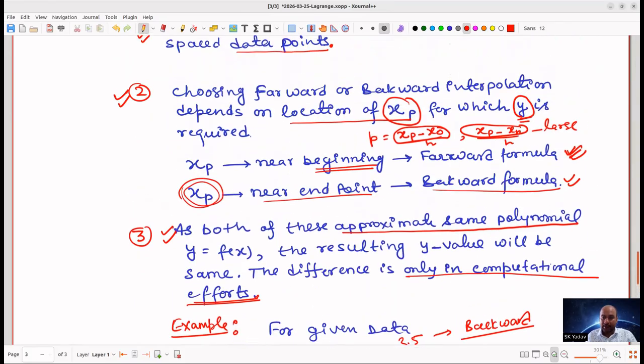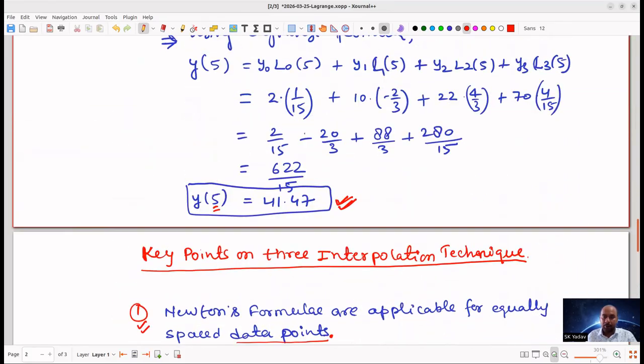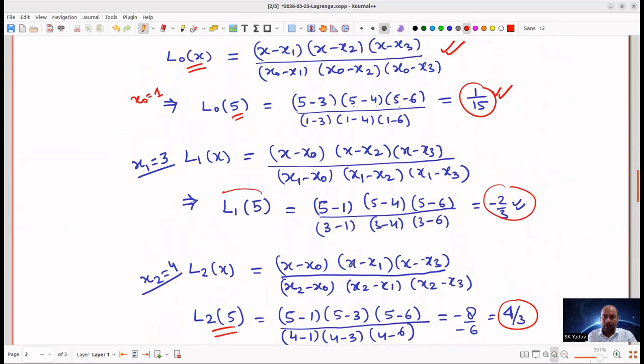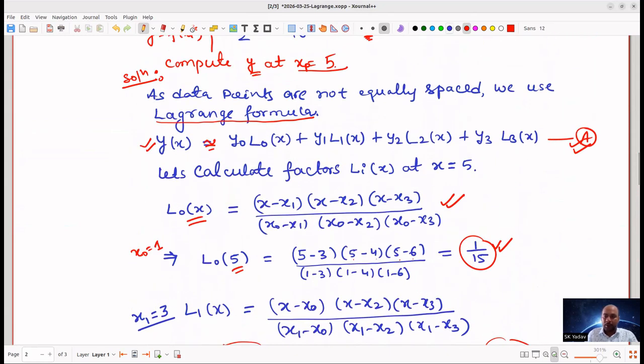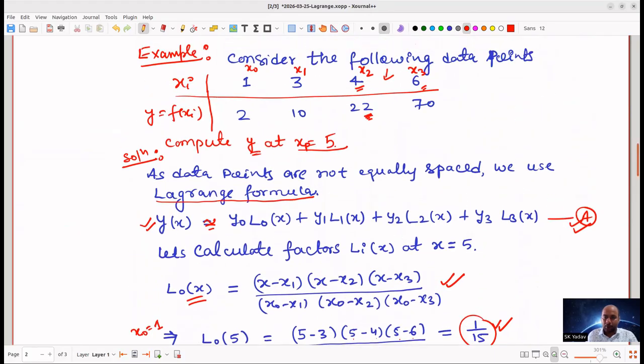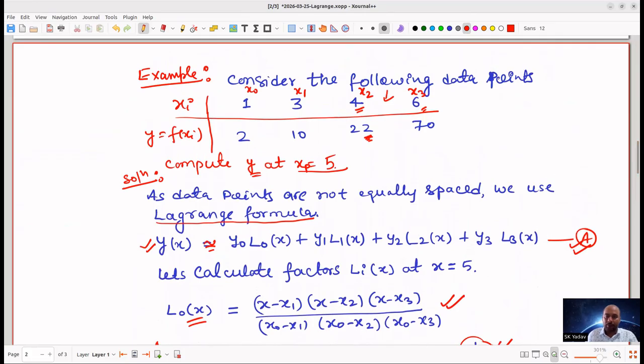While computing this, we have to be very careful about these cofactors, and I hope you understand how to write them easily. Just keep in mind, from the given values we indicate x0, x1, x2, x3, and so on. Here it starts from 0, so 4 points are given.